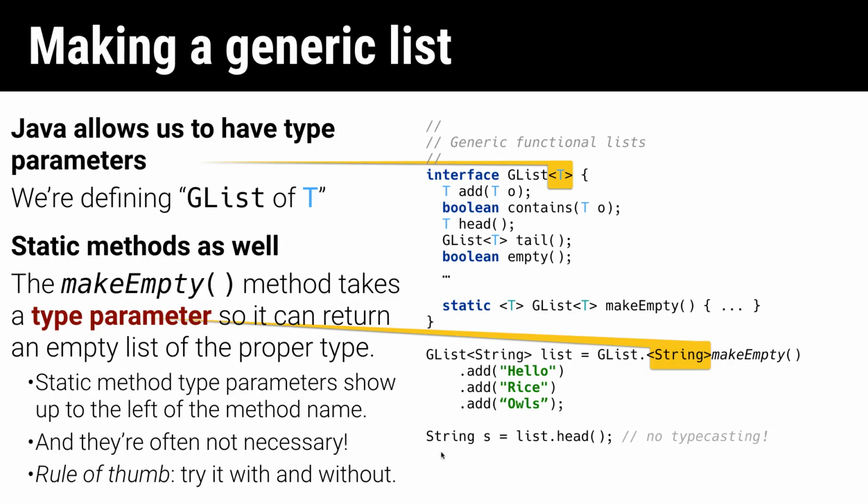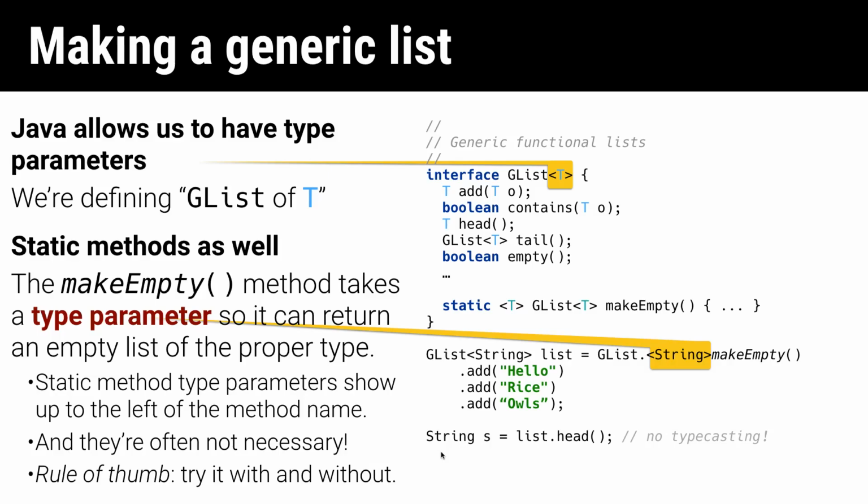So just one point. The generic type parameters are useful for convenience. As you can see here, you don't have to typecast when you take an element out of the list because Java knows that it's a string. But they're also useful for safety.